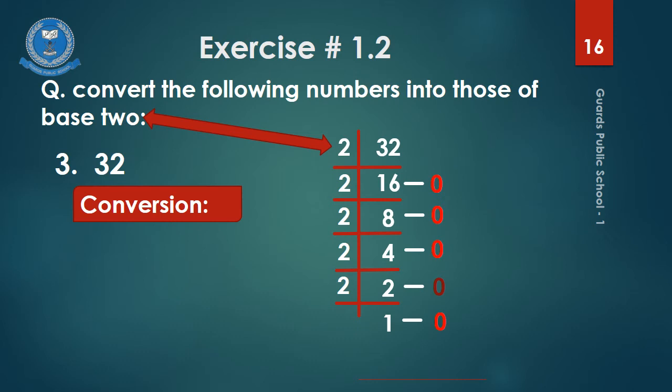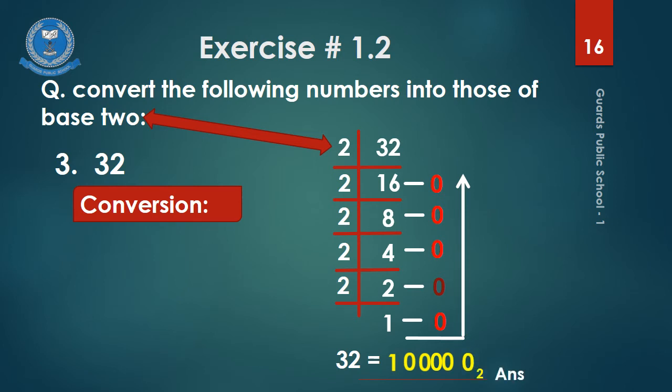Now write down 32 in the expanded form involving exponents of 2 and then write down the answer. 32 is equals to 1 0 0 0 0 0 with base 2. It is the required answer. Look, we have converted 32 into base 2 system.